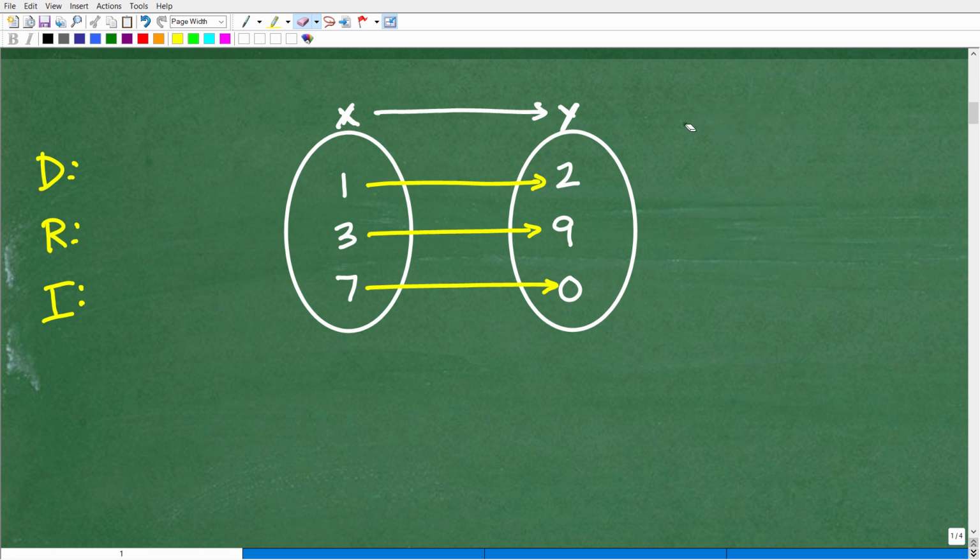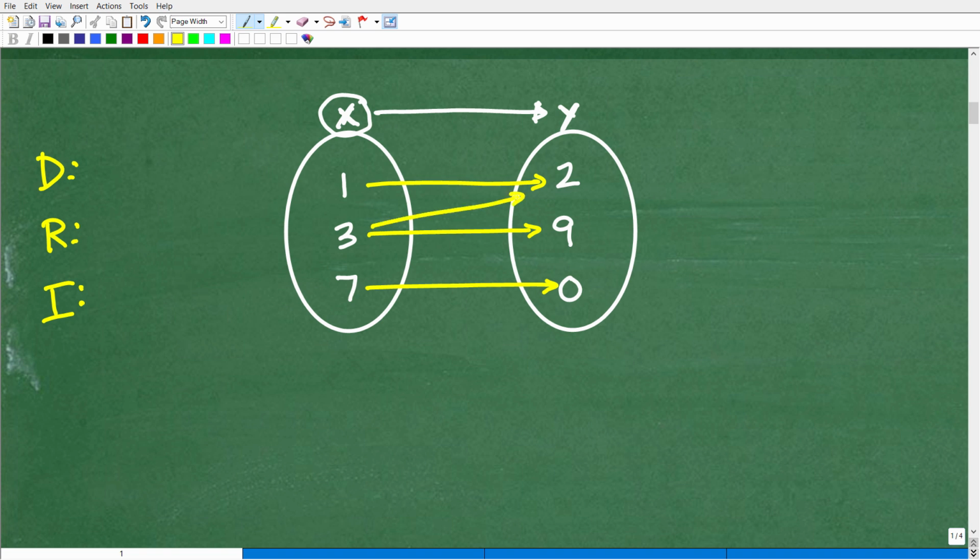But more importantly, to determine whether this mapping represents a function, here is how it works. For every x, this x can map to only one y, one and only one y. So here, 1 maps to 2 and only 2. It's from x to y, right? 3 is going to 9 and only 9. Now, what if I put in this?